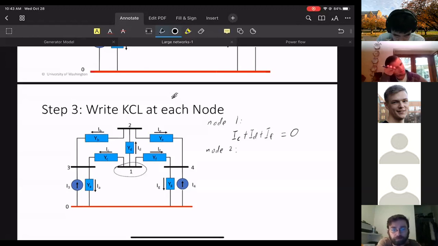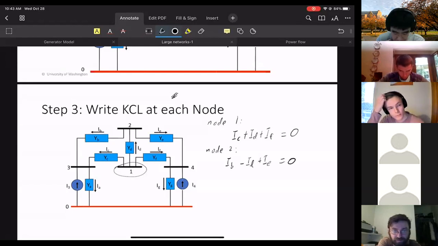Now let's look at node two. Node two has two currents out and one current in. So with our notation, IB flowing out, ID flowing in, IE flowing out, this sum is zero. This is our KCL for node two.